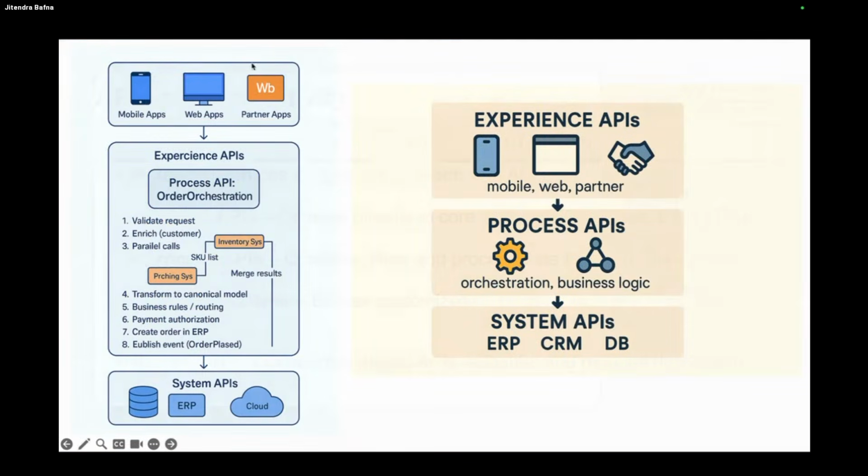So this is how it typically looks. We have a mobile app, web app, and partner app, and sitting on that is the experience API. Then we have a process API where we can validate the request, enrich the request, make parallel calls, transform to canonical model, apply business rules, payment authorization, create order, and event publish, right? And then we call the system API basically. So that is how this 3-layer architecture works.